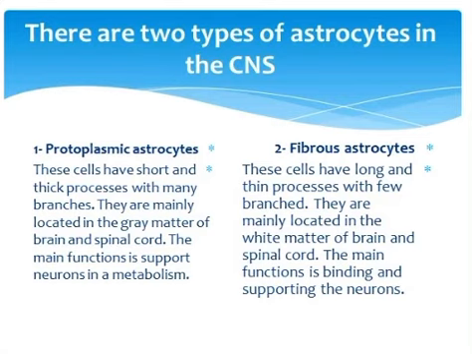But fibrous astrocytes, the other type of astrocyte in the central nervous system, have long and thin processes with few branches. They are mainly located in the white matter of the brain and spinal cord. The main functions of this type of astrocyte are binding and supporting the neurons.